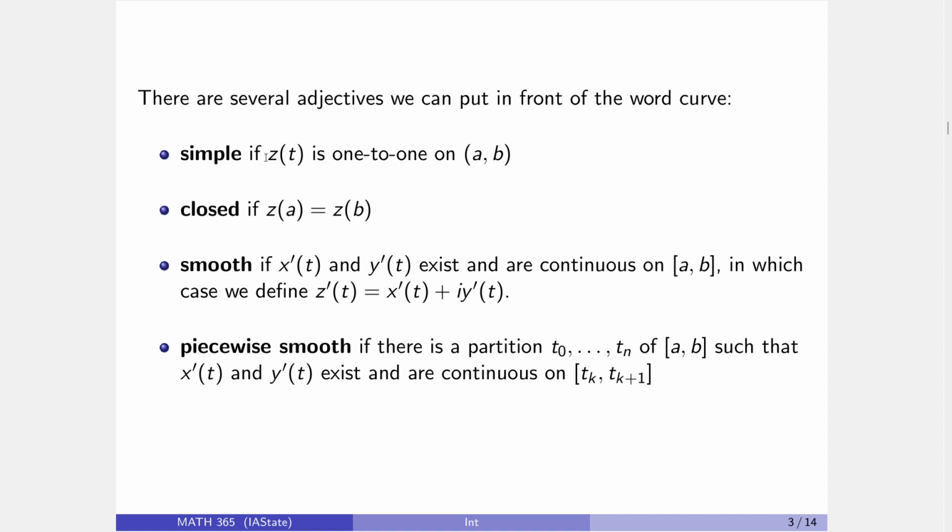Okay, so these are phrases we're going to throw around a lot. Again, simple means the curve doesn't cross itself, closed means the curve ends where it began, smooth means what you think it should mean, and piecewise smooth also means what you think it should mean. Pretty much all of the things we're going to work with will always be simple, will always be piecewise smooth. Some of them will be closed, other ones will not.